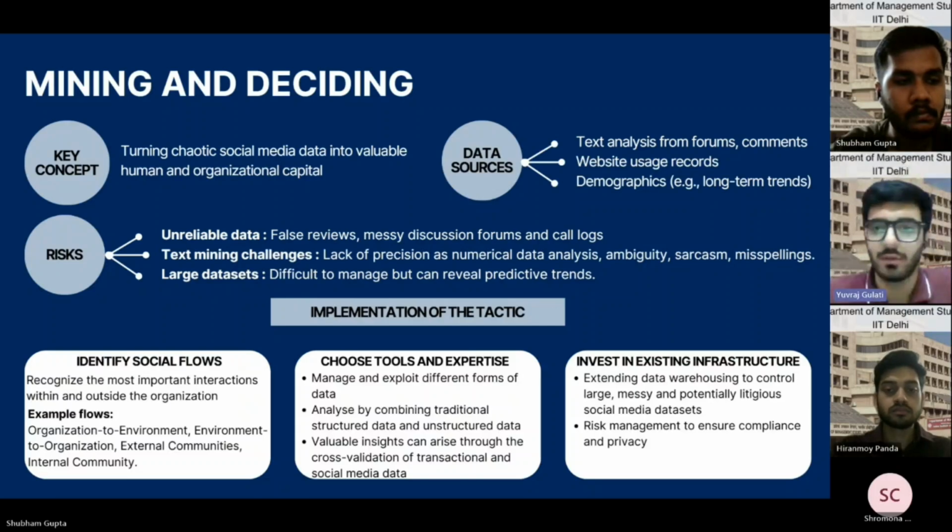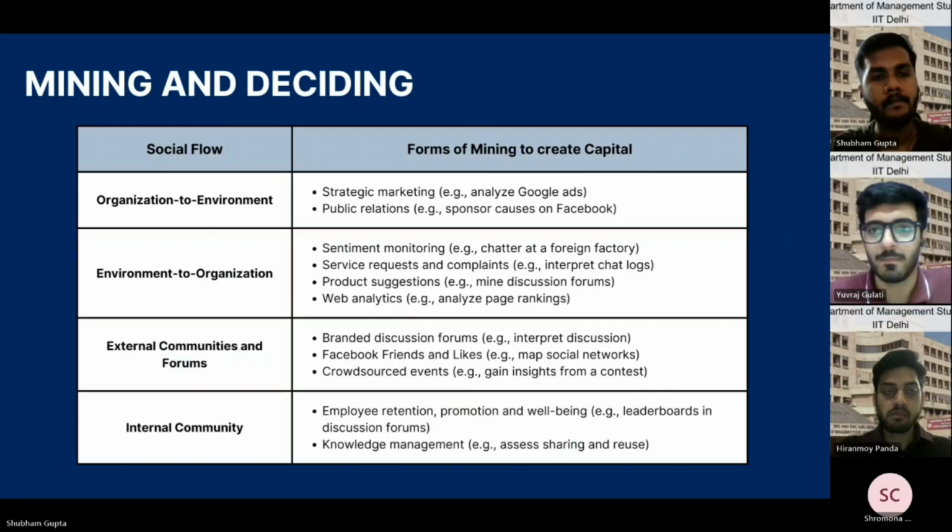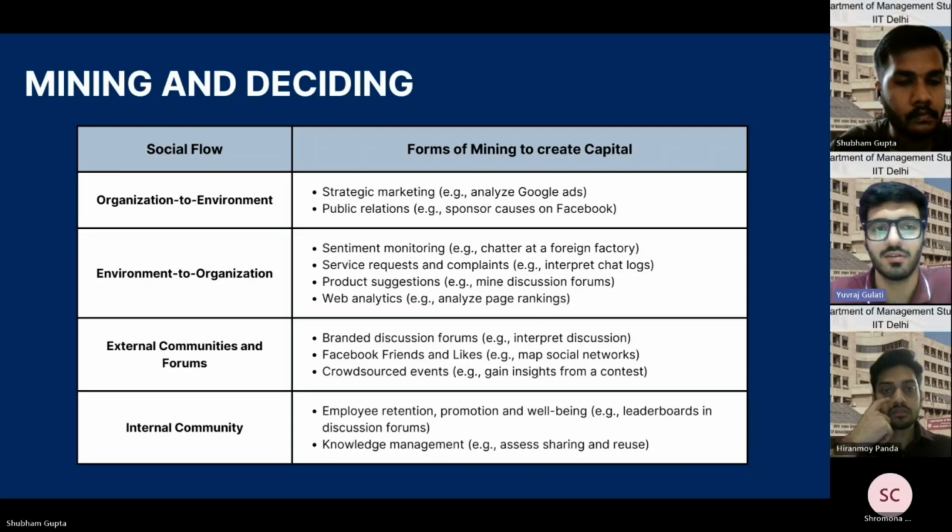Moving on to the next slide. These are the four different types of interactions or social flows that happen. First is the organization to environment. This is concerned with how an organization is reacting to the outsiders or the consumers. This is the advertising or the PR that is being done by the company. All of those come under the first sort of flow.